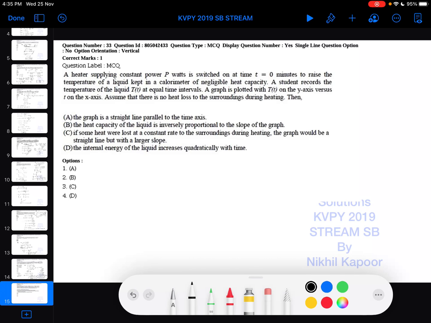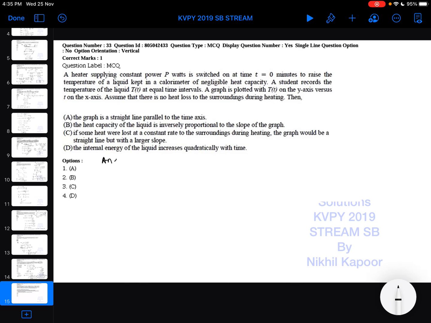Let's start with the 33rd example. And what is said in this example? A heater supplying constant power P watt is switched on at T equal to 0 minutes to raise the temperature of a liquid kept in a calorimeter of a negligible heat capacity.